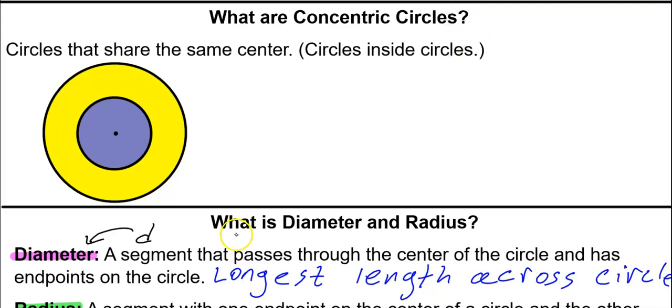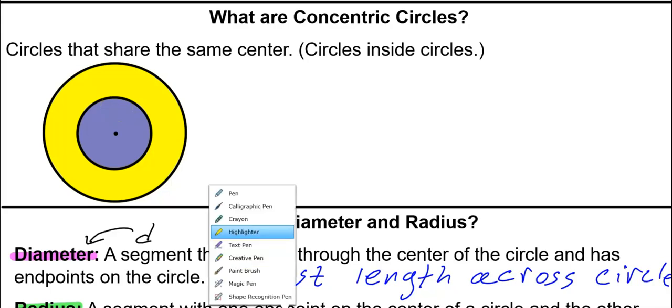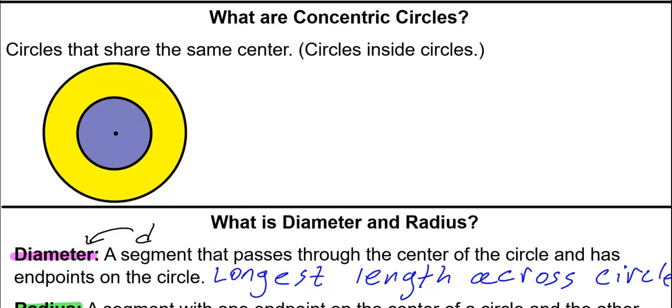If I put 2 circles inside of each other, these are known as concentric circles. They're the circles that share the same center. So both of these could be called the same name. Like if I call this B, I would have 2 circle B's. One circle B is similar to the other circle B. They're not the same, but they're both circle B because they have the same center.